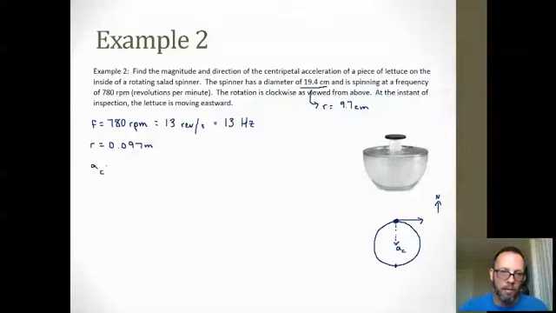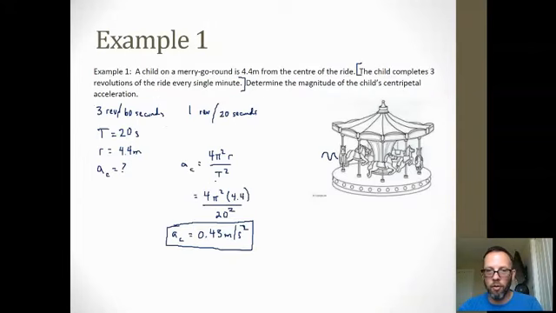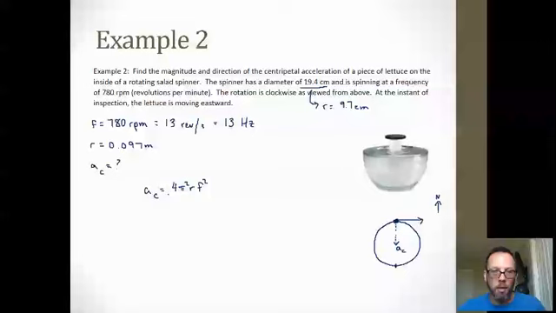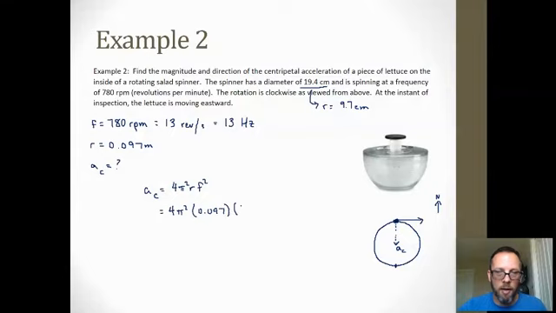We can calculate the centripetal acceleration using the appropriate formula. And this one would be 4 pi squared r f squared. Just consult that I have the right one. Yep, 4 pi squared r f squared. This time I won't forget to square it. So 0.097 times 13 squared.